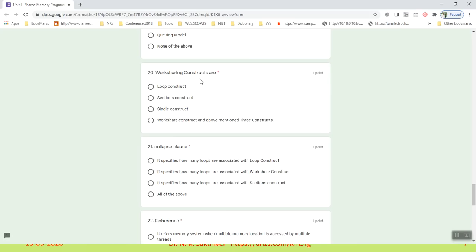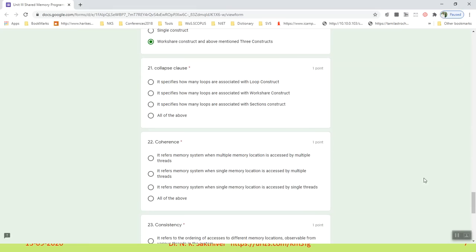A very important topic. Work sharing constructs mean the loop construct, section construct, all are correct. Okay, the last question: work construct and the above mentioned three constructs. So work sharing constructs are the workshare construct, single construct, section construct, loop construct, all are coming under work sharing. So I am selecting the last choice. Okay.